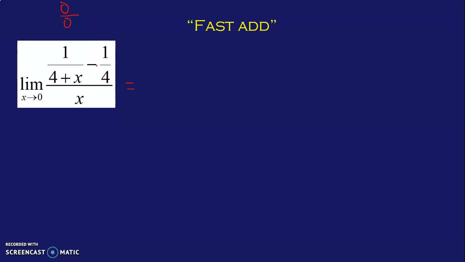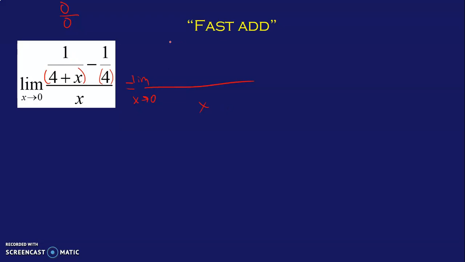So fast adding is just a way to add two fractions together. And the way you do it is you basically just say, okay, I'm going to make the common denominator have this and this in it. So I'm going to keep, whoops, I need my limit out front. So the limit as x approaches 0. And I'm still just got this x on the bottom.